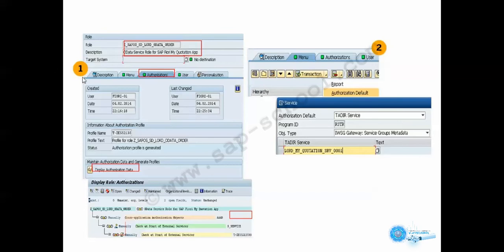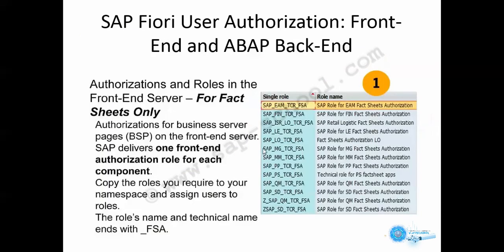After that, we have the authorizations and roles in the ABAP backend server, that is for my transactional apps and my fact sheets. First of all, we provide the authorizations for the OData service for the apps. Then SAP delivers the backend PFCG roles for every transactional app and fact sheet. The roles for the transactional apps do not comprise the authorizations for my business data to be displayed in the app. It is assumed that these authorizations will be provided by the customer.